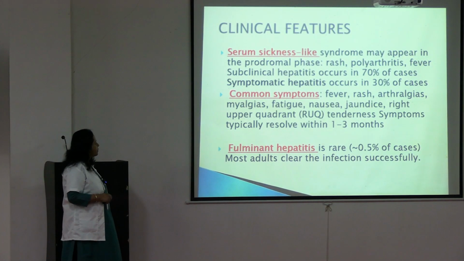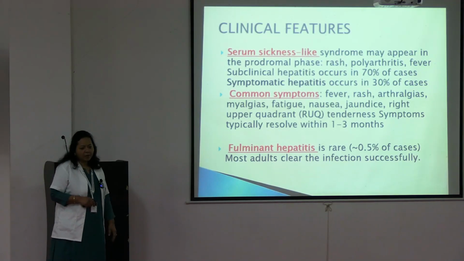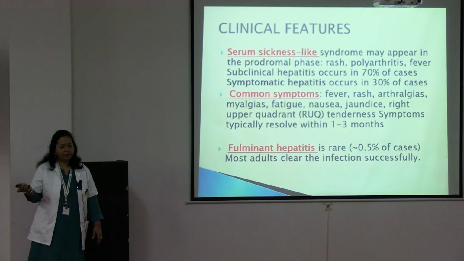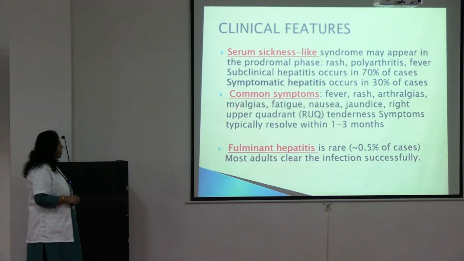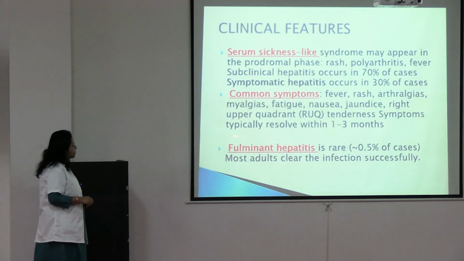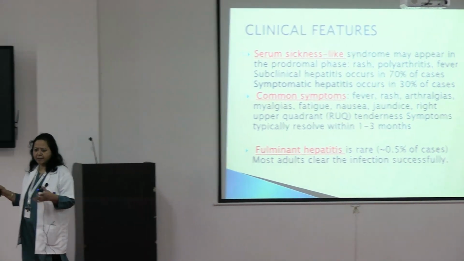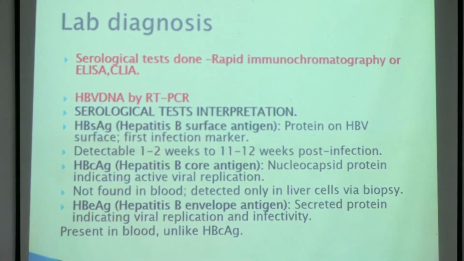Then polyarthritis, fever. Subclinical hepatitis occurs in about 70% of cases. Symptomatic hepatitis occurs in 30% of cases. See, 70% is subclinical, they may not be having any symptoms also. Common symptoms are fever, rash, arthralgia, myalgia, fatigue, nausea, jaundice, right upper quadrant tenderness. Symptoms typically resolve in 1 to 3 months. So this is common for all other hepatitis, the same symptoms. Next, fulminant hepatitis is rare, about 0.5% of cases, and most adults clear the infection successfully.